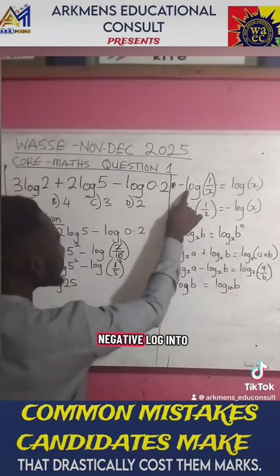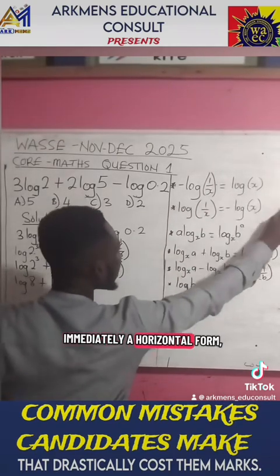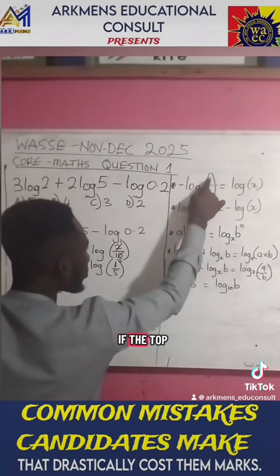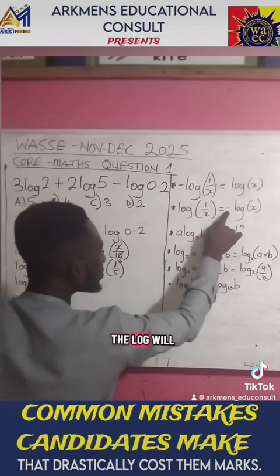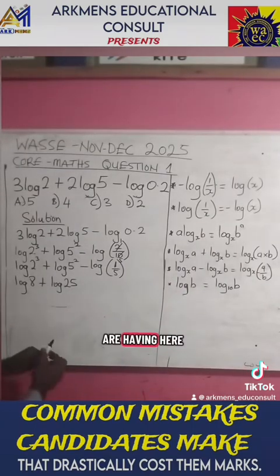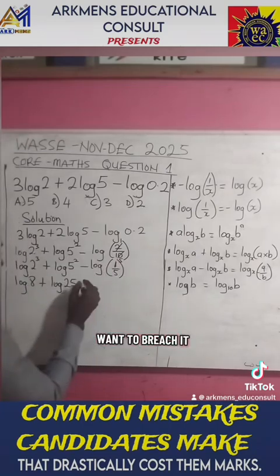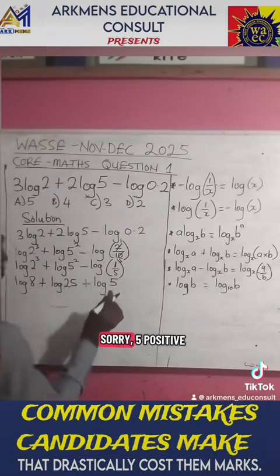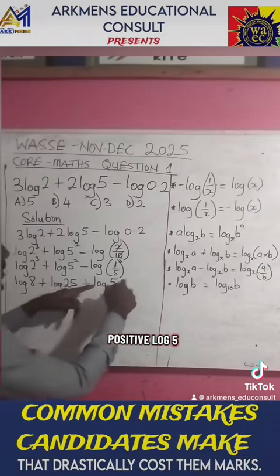If I have negative log of 1 over x and I want to write it in horizontal form, it becomes log x. In the same way, if I have log of 1 over x, where the top is 1 and x stands for any whole number, then if it's positive, the log becomes negative. That is the law we are going to apply here. So we have negative log of 1 over 5. If I rechange it, it becomes positive log 5, according to the rule.